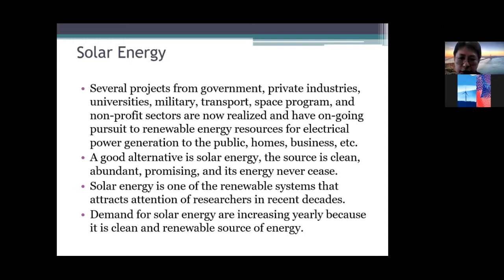And one advantage for that is the source is clean and abundant. Of course, it is solar, promising, and its energy never ceases. And in the case of Philippines, solar energy is one of the renewable systems that attracts attention of many researchers in recent years as well as in recent decades. The demand of solar energy is increasing yearly because, again, it is clean and it is a renewable source of energy.